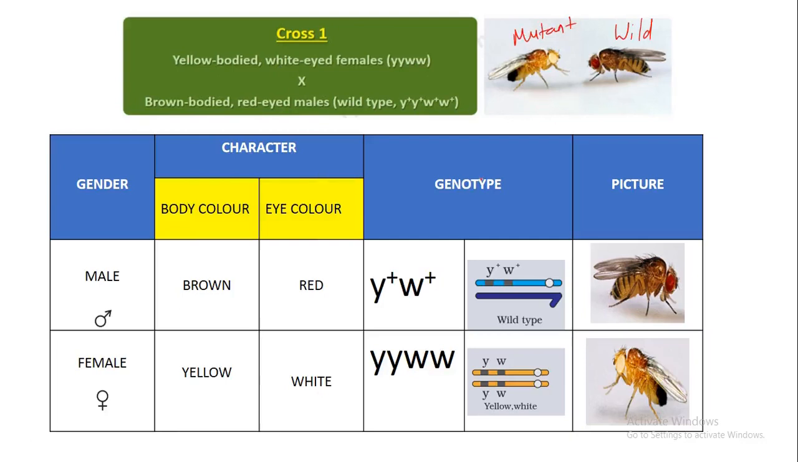So now let's see the genotype. Okay, so this depicts the X chromosome and this depicts the Y chromosome. Genes are present in the X chromosome only. So the Y chromosome has no gene. So we are going to have the genotype.